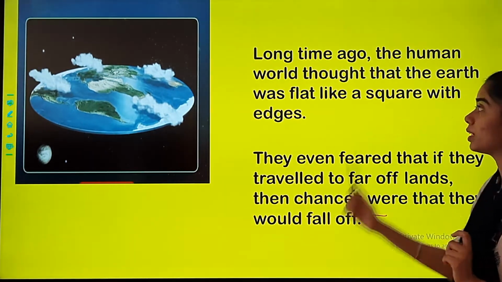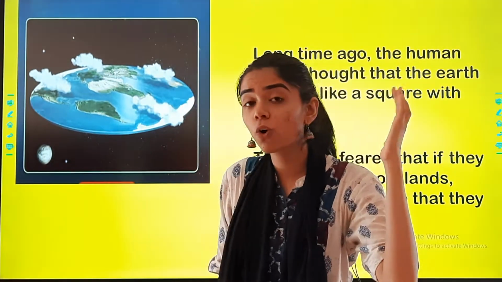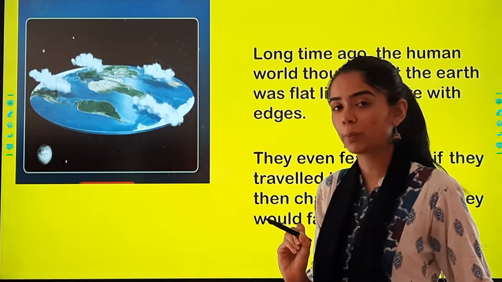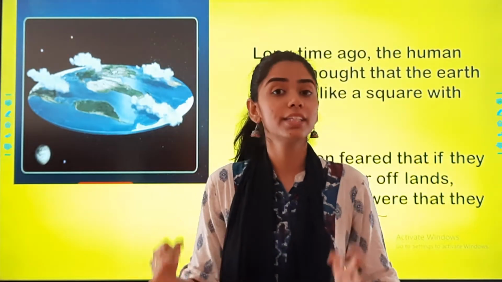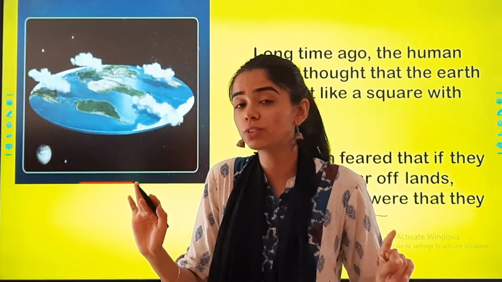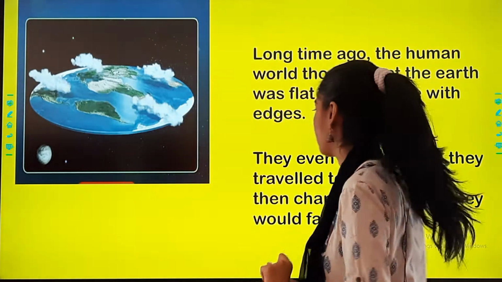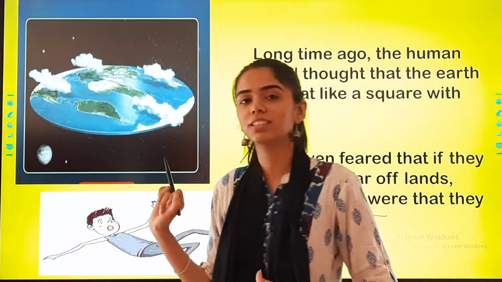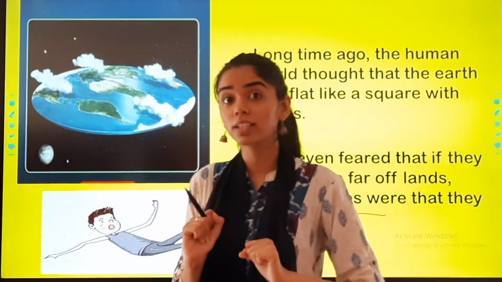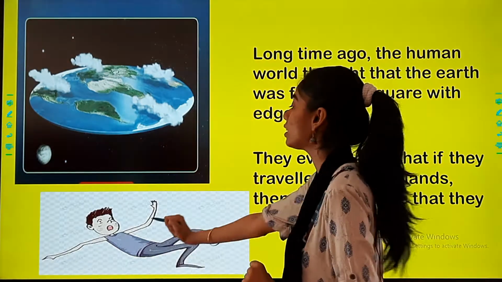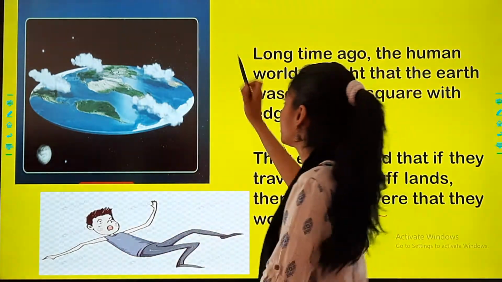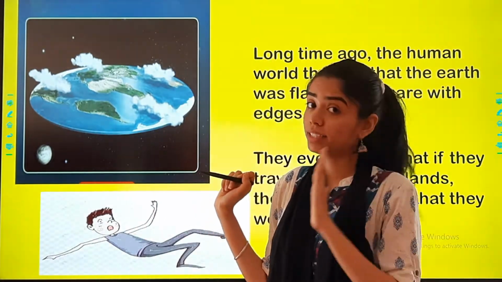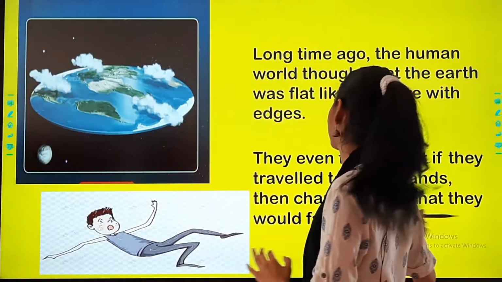See, we learned that a long time ago human beings thought that the world is square in shape. They thought that our Earth is not round but square in shape, and so they were scared to travel to far off lands. Why? Because they had the fear they could fall down. There are corners here, it's not a circle, so they didn't travel to long distances.